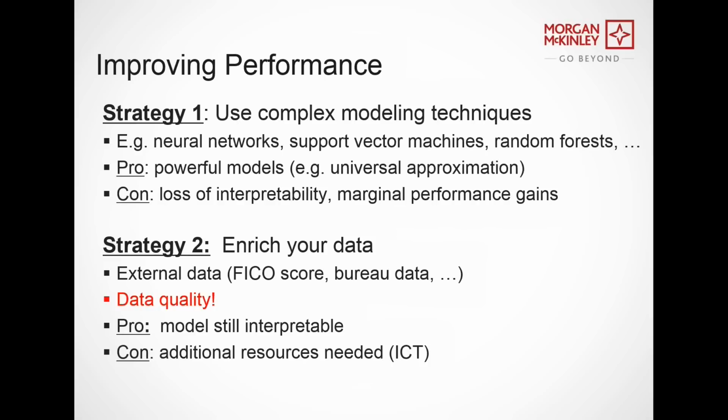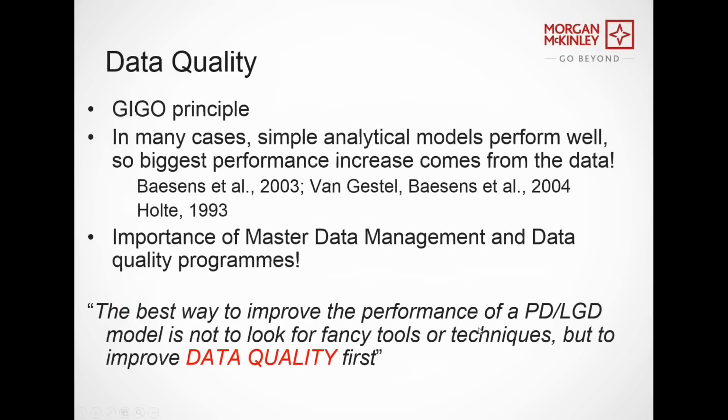Also, data quality is important. If we focus on data, on external data and data quality, then the model is still interpretable because we just changed the ingredients and we can keep on working with a simple model such as logistic regression. The disadvantage is that we need additional resources. So let's focus on the second strategy. Data quality is very important because of the GIGO principle. Anyone heard of GIGO before? Well, I'm sure many of you have.